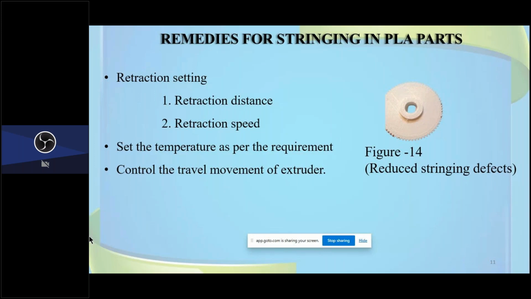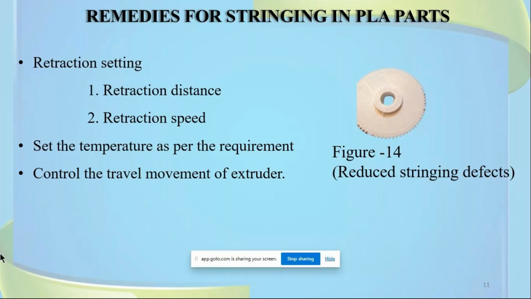So control the travel movement of the extruder. It means we have to control the extruder movement. It should be according to our requirement and according to our G and M codes. Basically, 3D printing works on the basis of G-M codes. But if the setting of the 3D printer is not good, then the movement of the extruder will not be as per the requirement and as per the G-M codes.